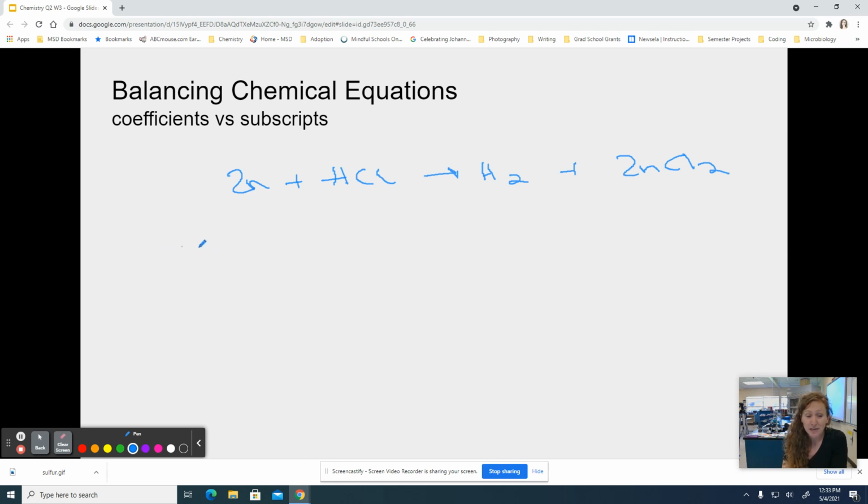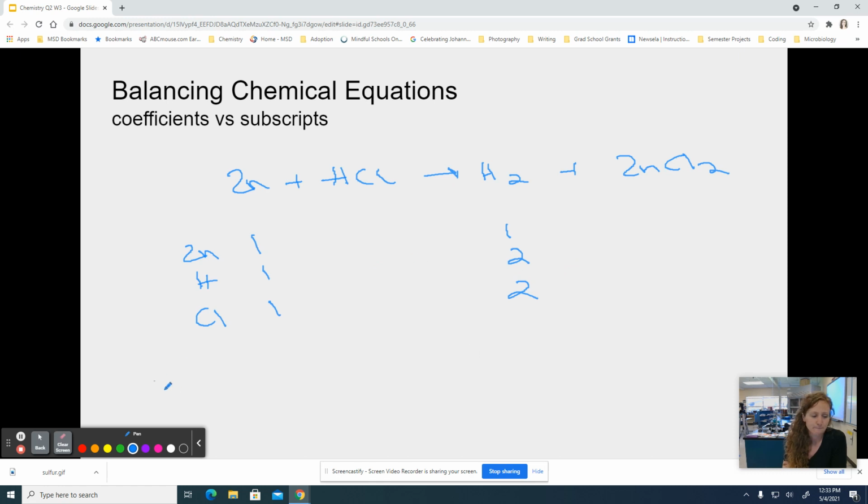Step 1, did you take inventory? Zinc, hydrogen, chlorine. How many do you have on both sides of the equation? If you haven't done that yet, pause the video and do it now. So I have 1 zinc and 1 zinc, 1 hydrogen, 2 hydrogen, 1 chlorine, 2 chlorines. I can clearly see now what's balanced and what's not balanced.